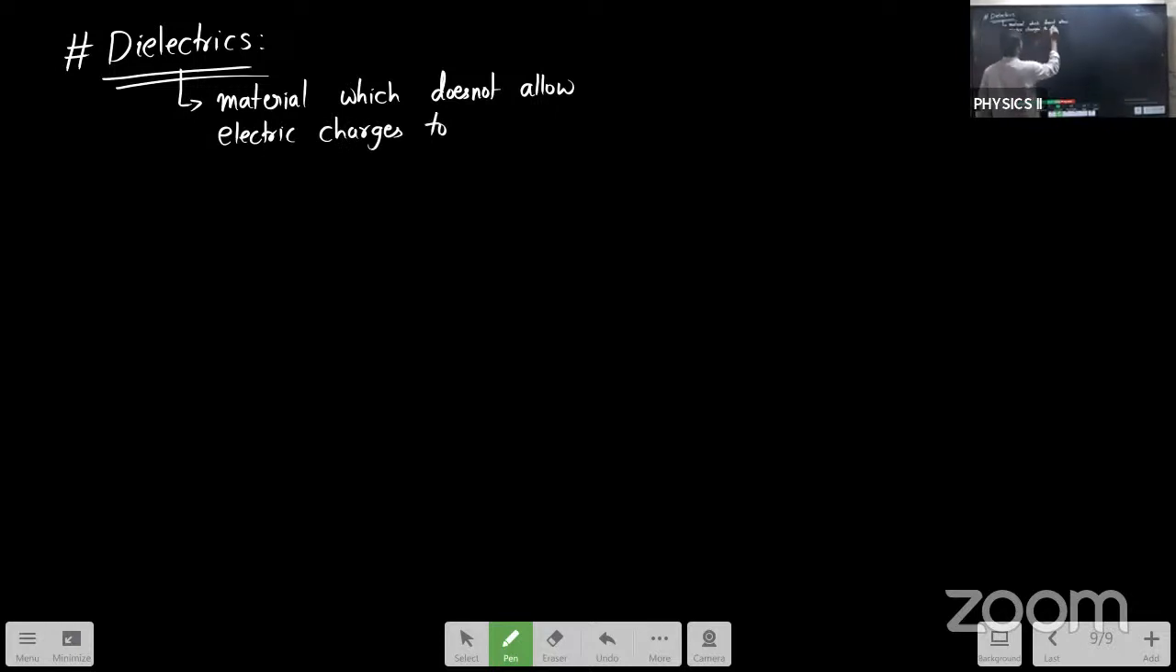So what is the meaning of dielectrics? Material which does not allow electric charges to flow easily. So any material which does not allow electric charges to flow easily is called what? Dielectric material. Now let us see what will happen if I place the dielectric material in a uniform electric field.